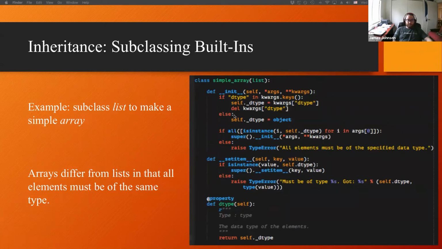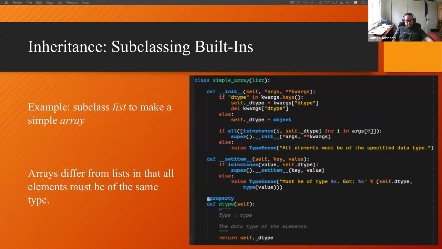Otherwise, if the user did not specify a data type, it assigns it to a particular type called object. And we'll come back to this in a few slides. Object is a keyword which refers to just any generic object in Python. It could be int, could be float, could be list, could be anything. This is just the generic Python object-based class.